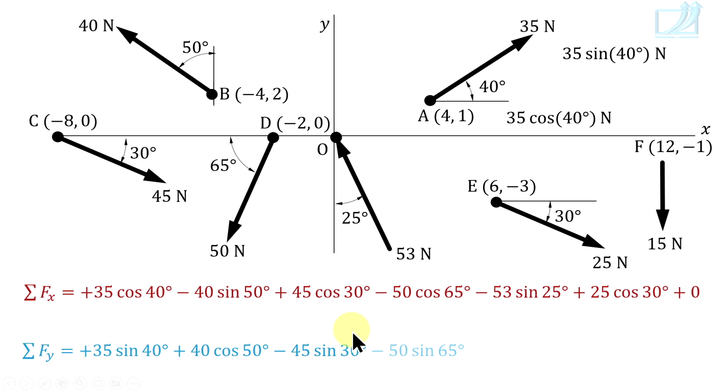50 Newton force is downwards, and we are using angle with x-axis, so y component you should write sine of that angle. 53 Newton, we are using angle with y-axis, so y component should be cos of that angle, and the force is upwards. So positive 53 cos 25. This 25 Newton force is downwards, so negative. And we are using angle with x-axis, so y component you should write sine, minus 25 sine 30. And this force is along y-axis itself, and it is downwards, that's why it is minus 15.